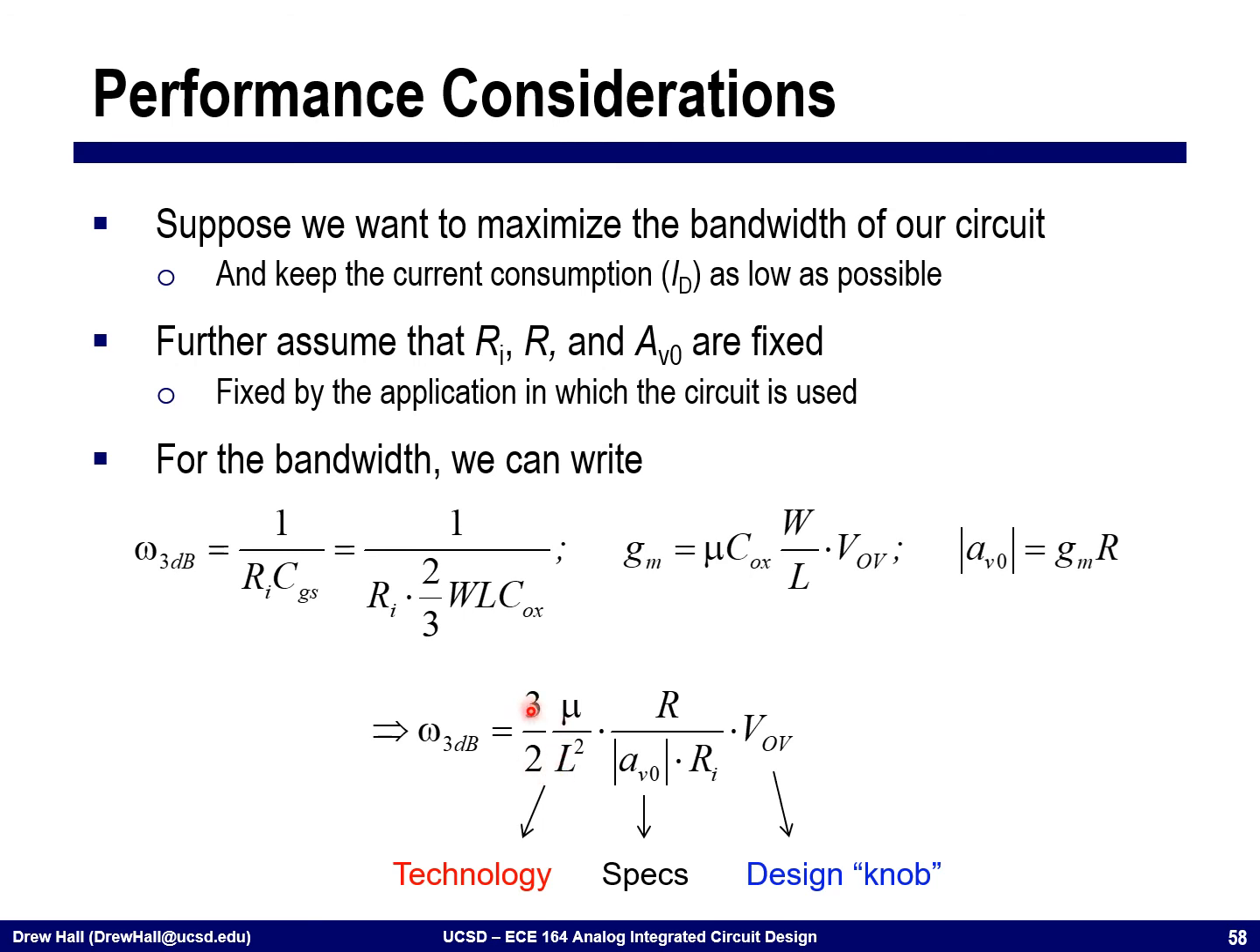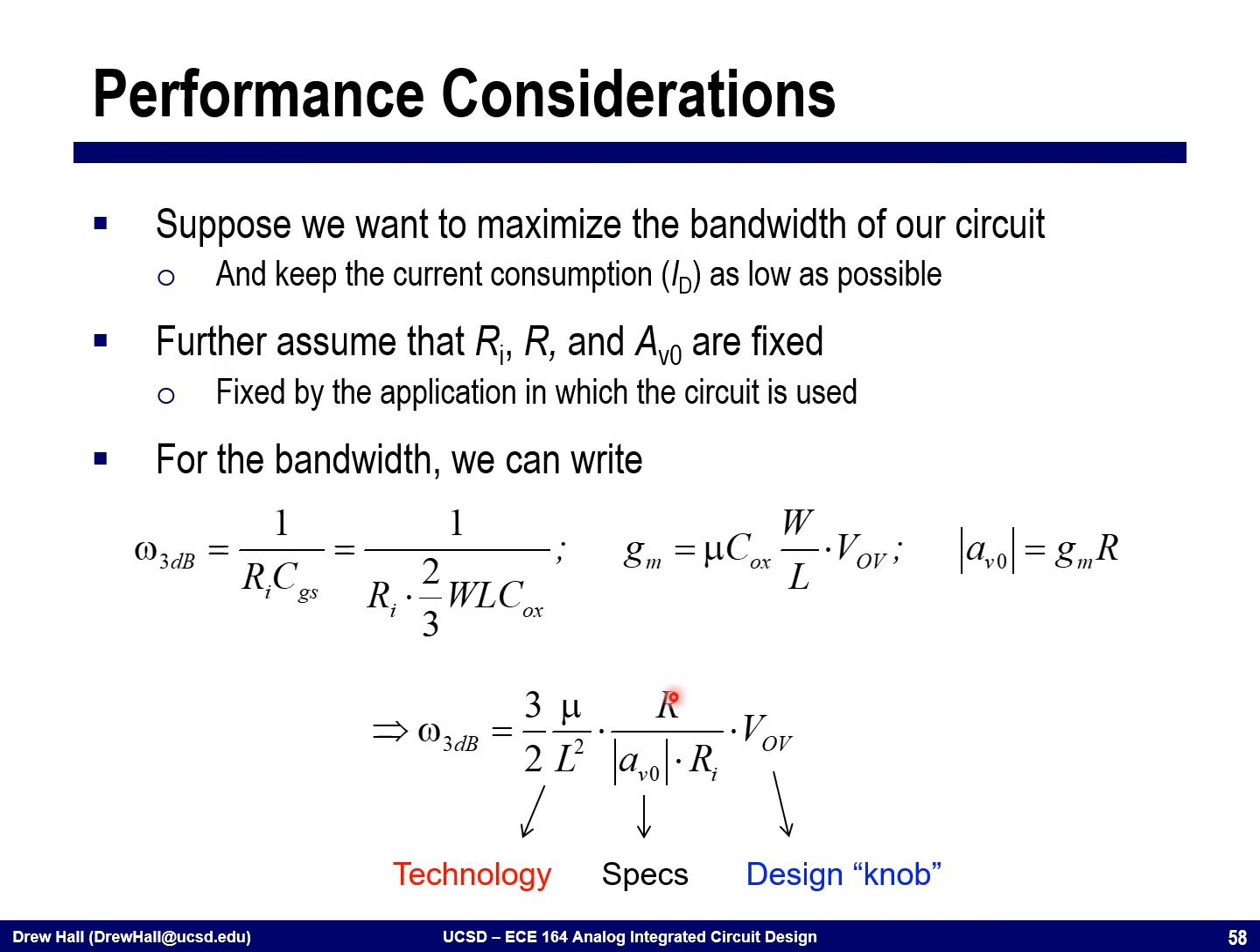This is equal to 3/2 mu divided by L squared. These are all technology parameters, so nothing that I can do as a designer changes mu, other than I can play around with keeping it out of short channel effects such that I don't end up with degradation. The channel length, I can pick the minimum, but after that, there's nothing that I can do. It's set by the technology.